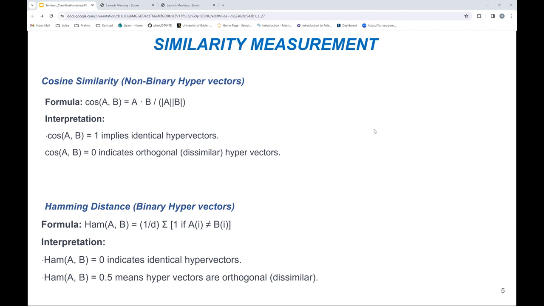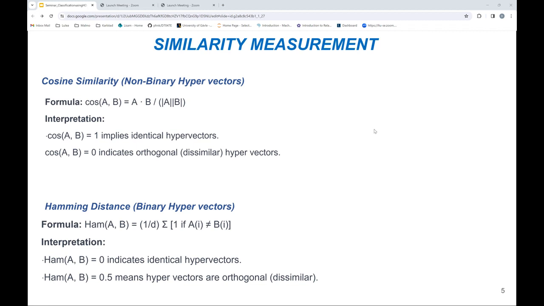If the cosine similarity between 2 hypervectors is equal to 1, it indicates that the hypervectors are identical. And when the cosine similarity between 2 hypervectors is 0, it indicates that the hypervectors are dissimilar or orthogonal to each other. Orthogonal hypervectors are considered dissimilar, where a 90-degree angle between hypervectors indicates that there is no similarity. Usually, randomly generated hypervectors are nearly orthogonal.